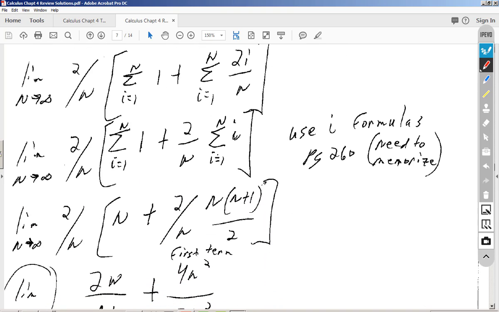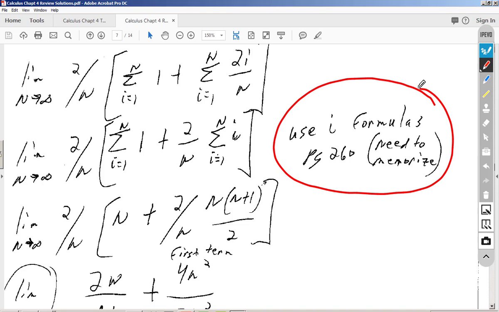So again, here's my constant of this. So putting that out front, that is 2 over n. So now I'm just left with the limit as n approaches infinity of 2 over n times the summation of i equals 1 to n of 1 plus 2 over n times the summation of i equals 1 to n of i. And so you'll need to remember your i formulas on page 260 for this test. You'll need to memorize them, so make sure you have them down, because you're going to need it to find this answer for this i.